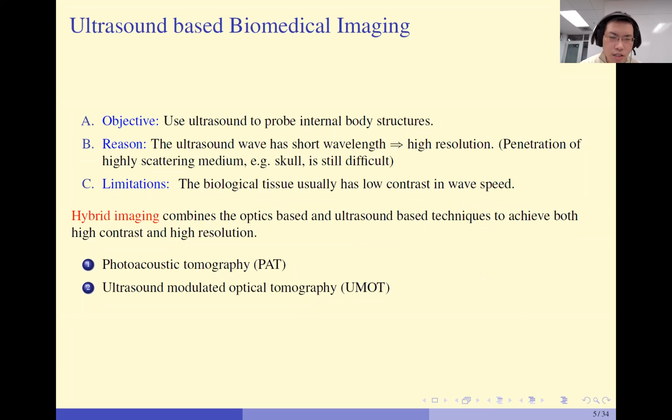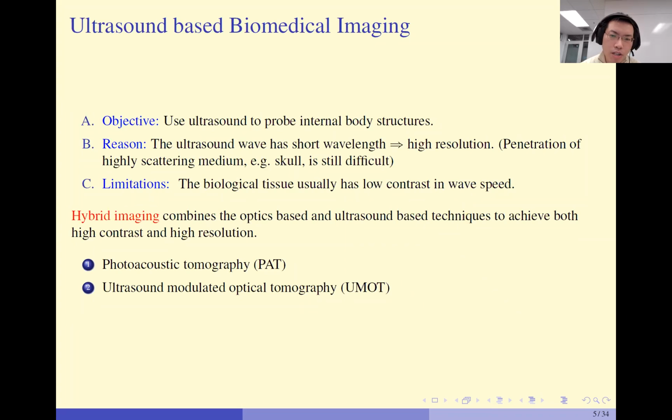Another limitation of ultrasound-based imaging for human bodies is that most biological tissues are water-based, so the wave speed is relatively constant. You won't see very large contrast. Even though you have a very high resolution image, very little information is contained in the image. That is the problem. So nowadays, people are trying to combine these two kinds of modalities, which is the so-called hybrid imaging.